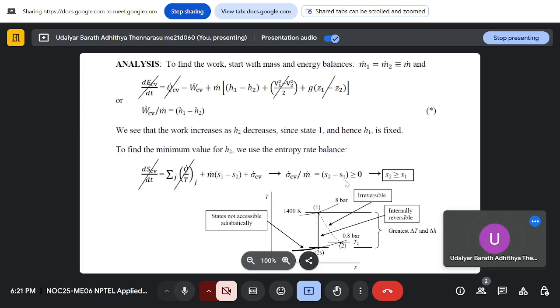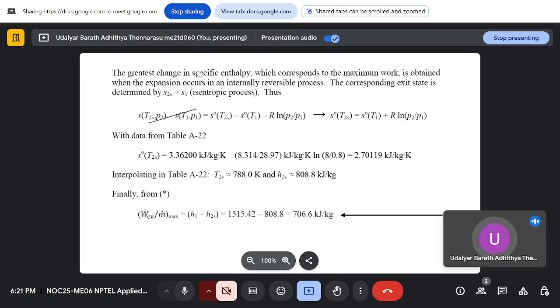S2 minus S1 should be greater than 0, which implies that entropy should be increasing, so S2 should be greater than S1. So we can only move to the right and not to the left. Initially you are at state 1, which is at 8 bar and 1400 Kelvin, and you have to come to 0.8 bar. Along this 0.8 isobar in the T-S plane, dropping straight down from 1 to 2S, a vertical line, is the starting point where you can come to, and you can only go to the right, and that's what the second law also says.